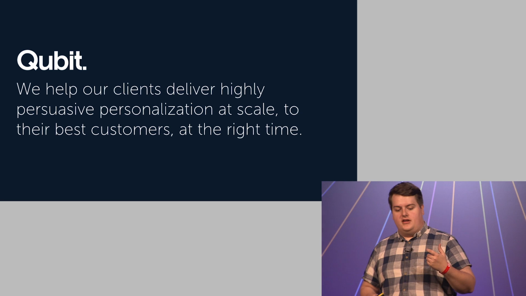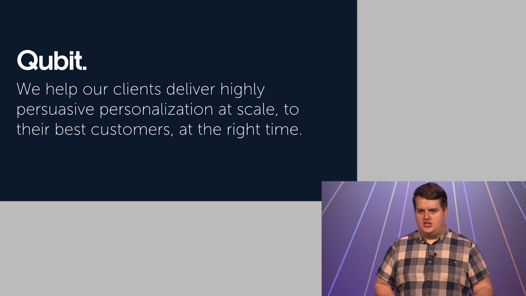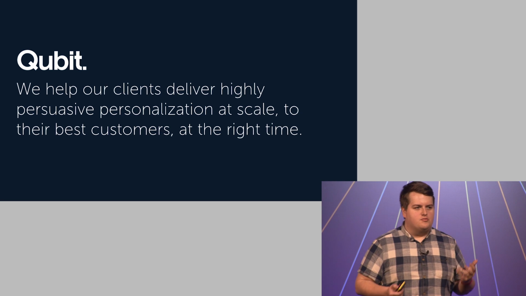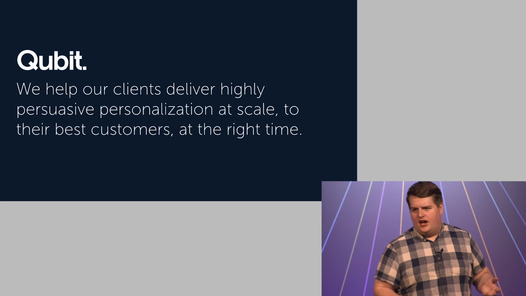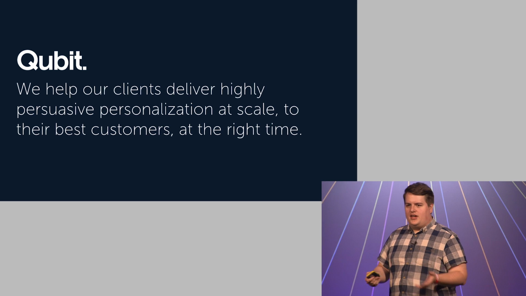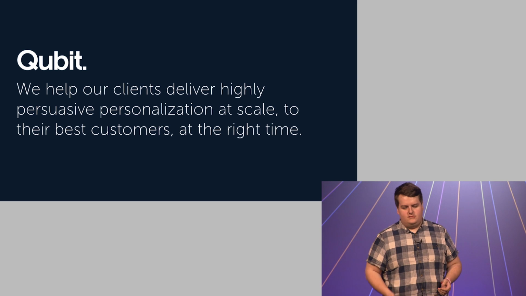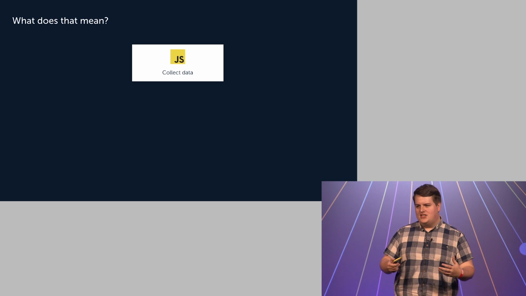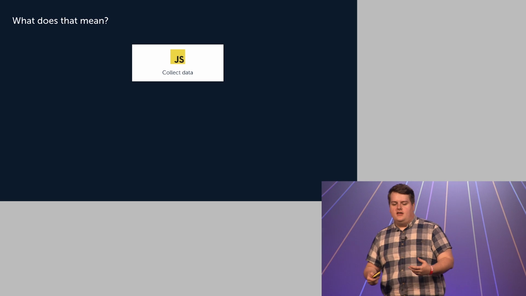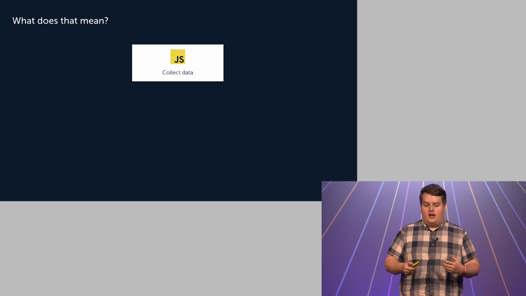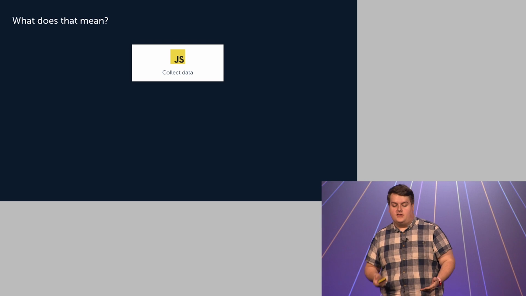So we help our clients deliver highly persuasive personalization at scale to their best customers at the right time. This probably doesn't mean much to you, unless you played like marketing buzzword bingo recently. So I'll try and give a quick explanation with technology. So we collect a lot of data from our clients, and we collect this as a stream of events. This is kind of like product data, transaction data, things like that. So it's primarily coming from the web as a stream of events.